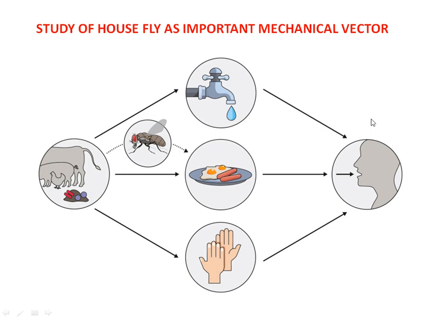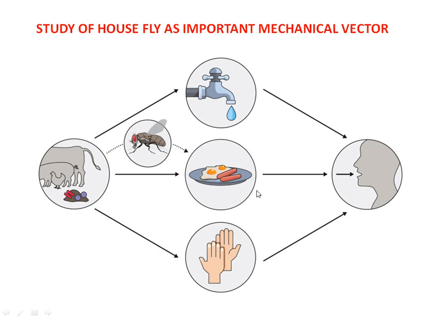As all of you know, the housefly acts as a mechanical vector. So it transmits the disease causing agent from one place to another place. As these houseflies are living everywhere, since they are cosmopolitan in distribution and they are peridomestic in nature, they are very much present near the human habitations.